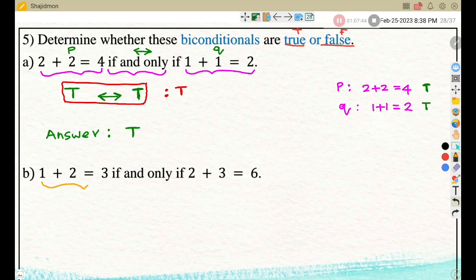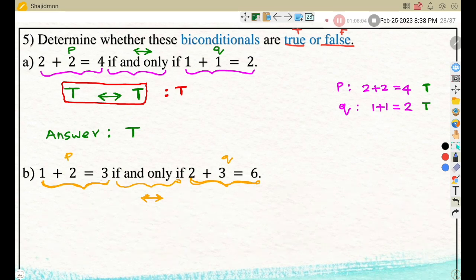1 plus 2 equal to 3. That is P. If and only if, double-sided arrow, correct? 2 plus 3 equal to 6. That is Q. This is Q. This is P. Okay. We will see the truth value.